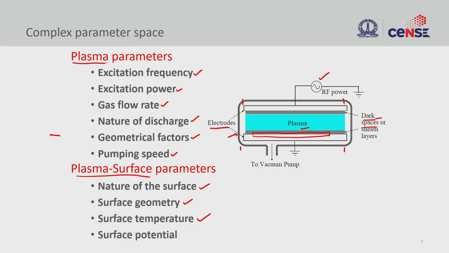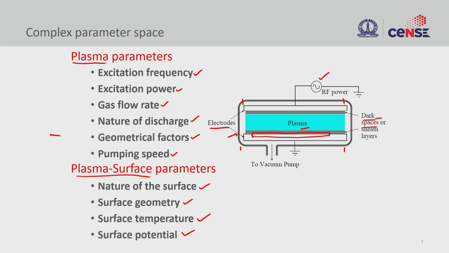Temperature, right? What is the surface temperature? Because surface reactions are affected by the temperature as well, right? So whether the temperature is kept constant, or it is done at lower temperature or higher temperature, that affects the reaction on the surface.